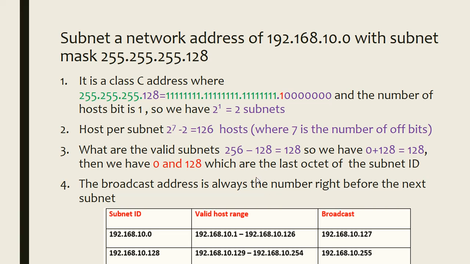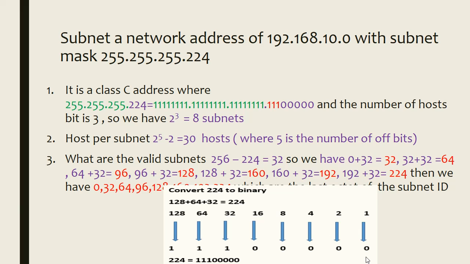Okay, now can you see that it is 126 hosts per subnet. Now for the 128 subnet ID, the valid hosts are starting from 129 to 254, while the broadcast address is going to be 255.